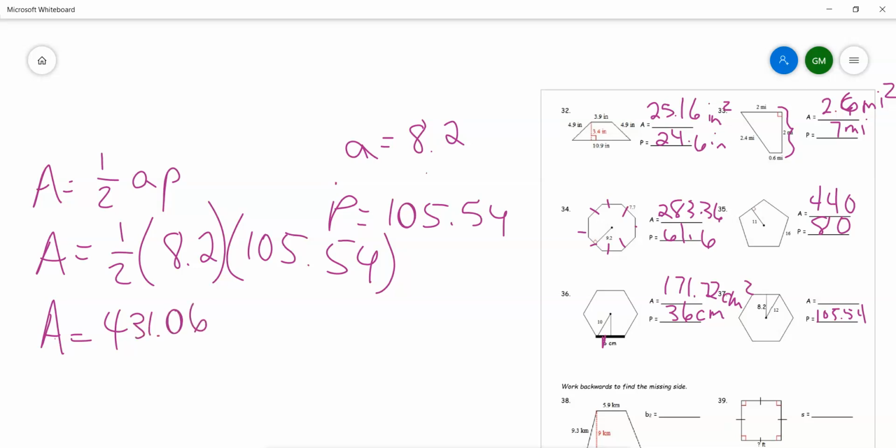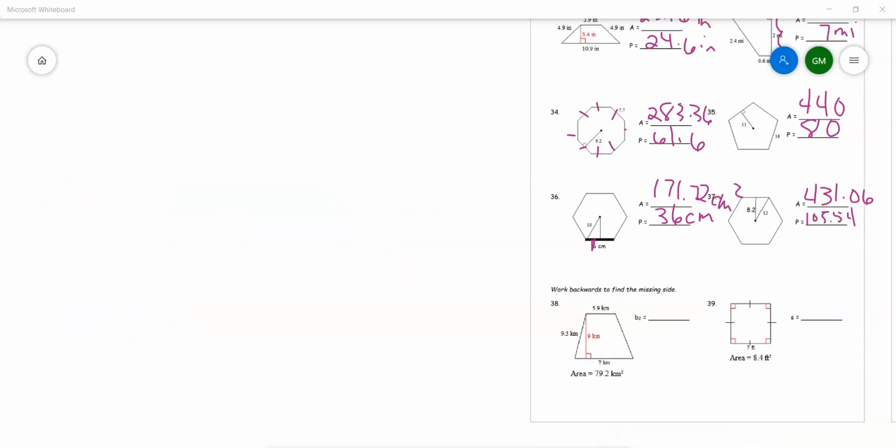431.06. And there's no units given, so there's no units used. Okay, so we have numbers 38 and 39. They're telling us to work backwards from the area to find the missing side.